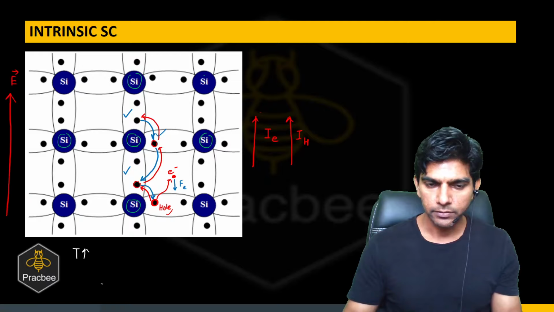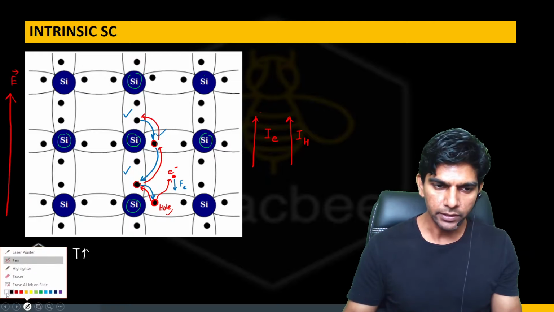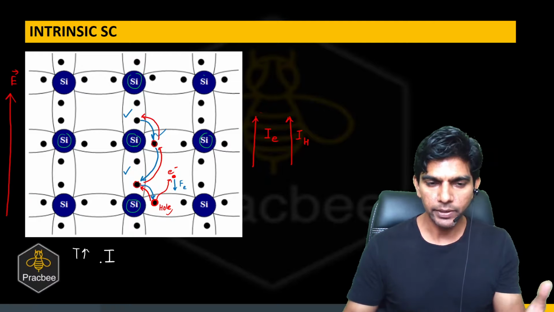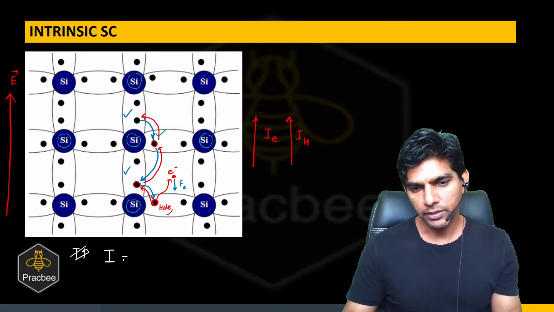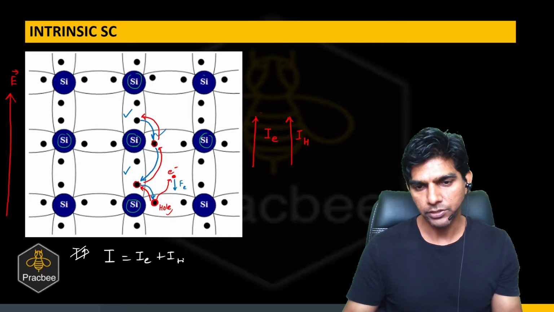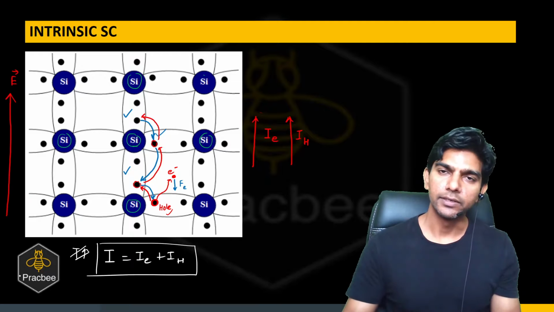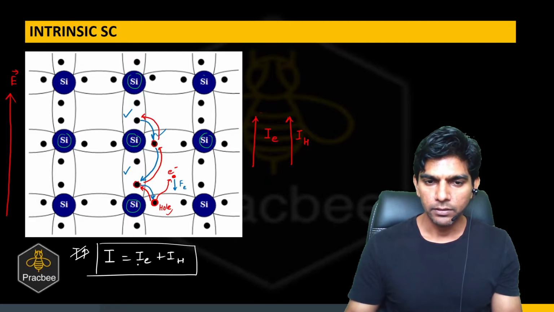So the overall current in the conductor, so overall current will be IE plus IH. So that we have to remember in case of an intrinsic semiconductor. I hope it is clear.